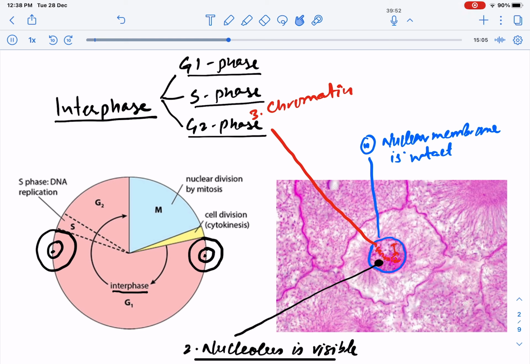During the G1 phase, the cell is committed to divide or not to divide. So it decides to divide or not to divide. Then protein synthesis takes place during this G1 phase. Apparently there are no changes seen in the structure of an animal cell under a light microscope.